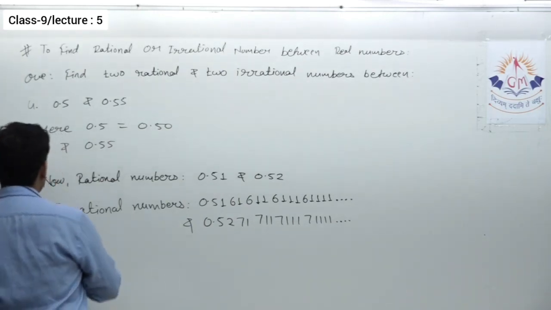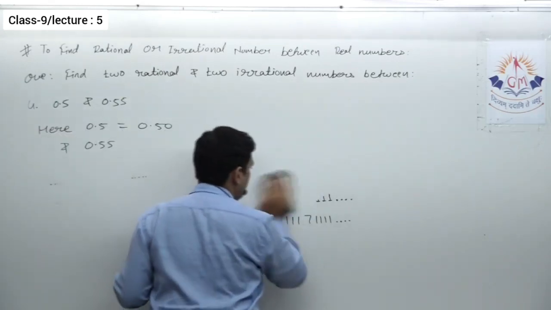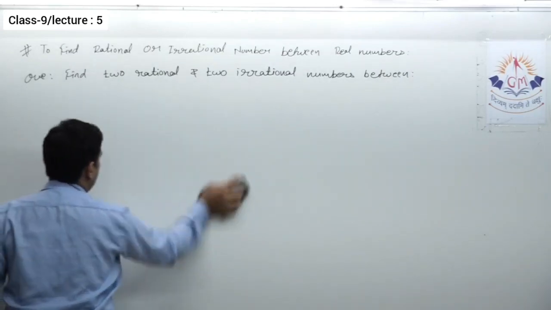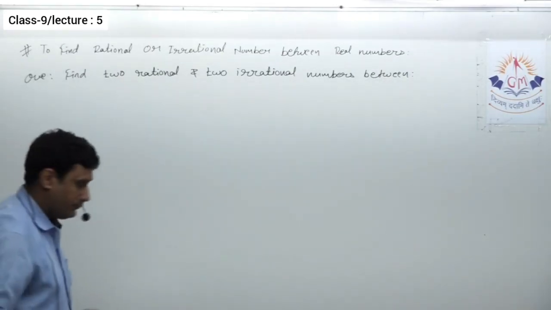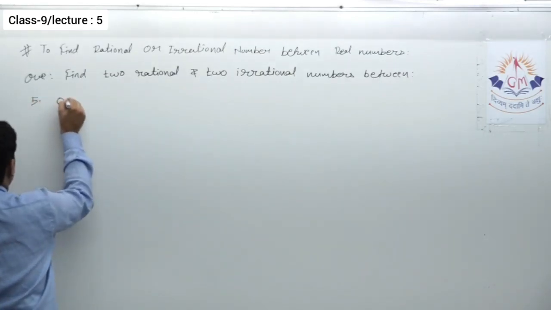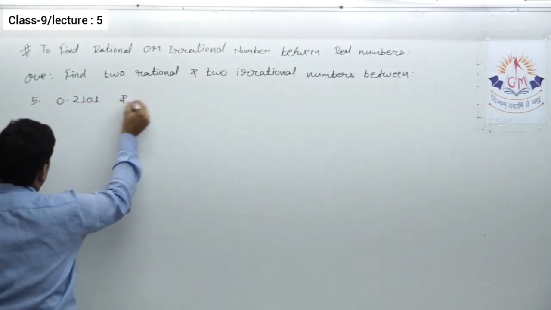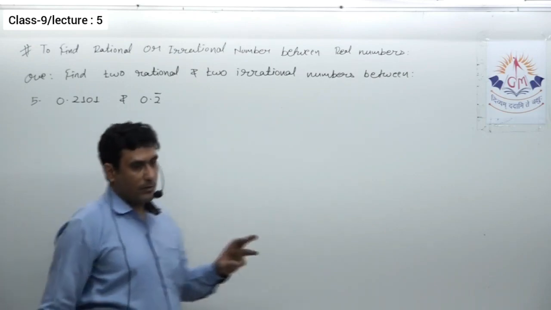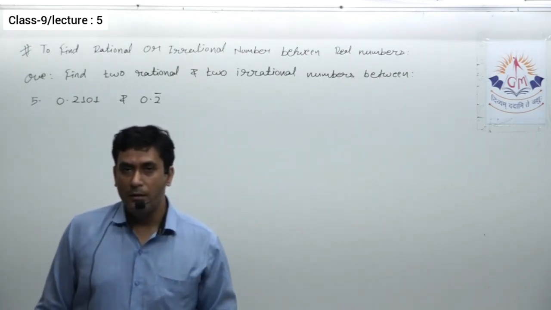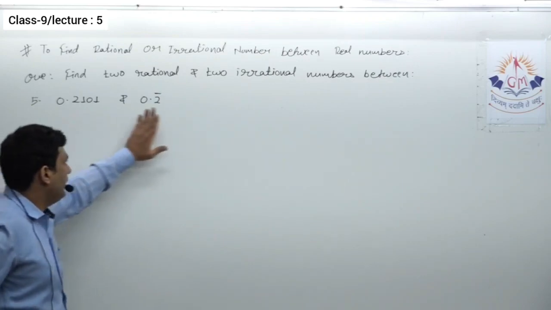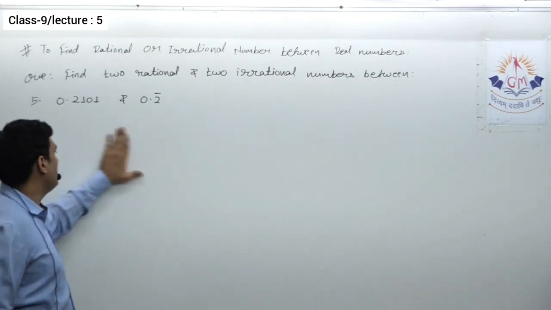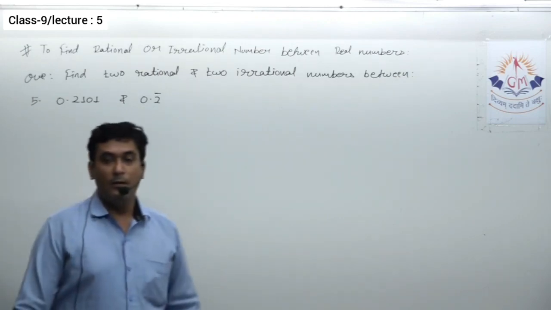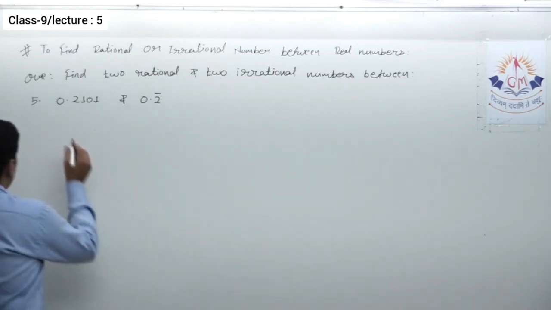Okay, now let us see the next question. Question number 5. The 5th one is 0.2101 and 0.2 bar. Between these two. Now see, till now we saw examples in which both numbers were rational. Here again both numbers are rational, but we can say this is terminating and this is non-terminating. So let us see how to solve this.